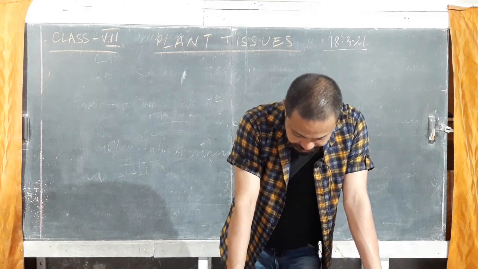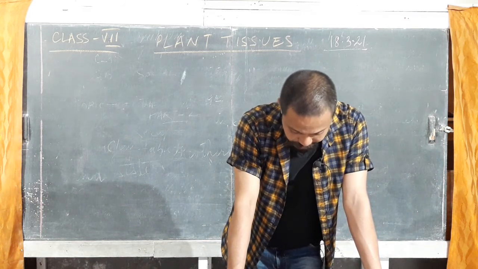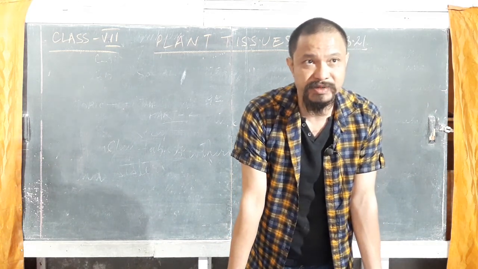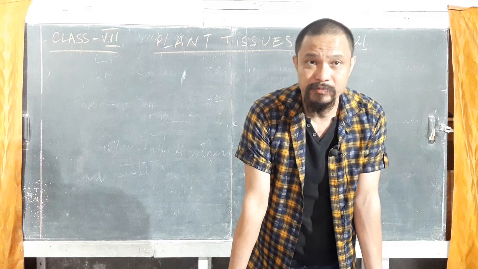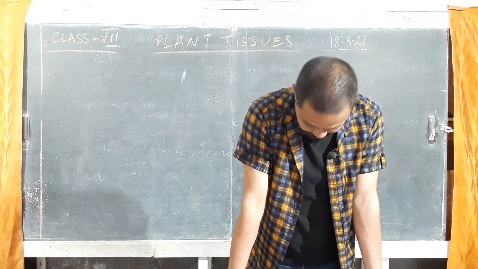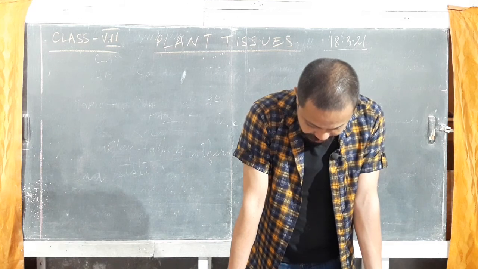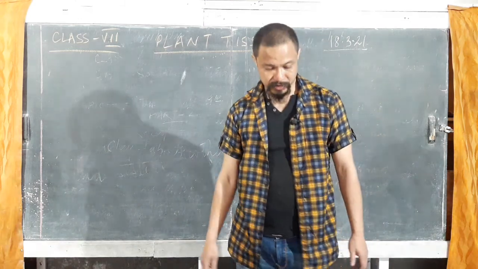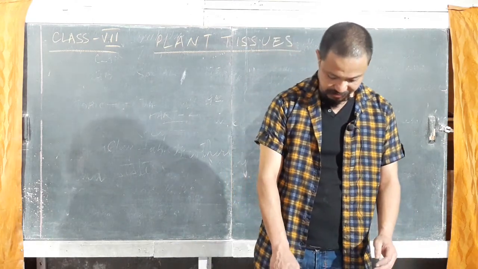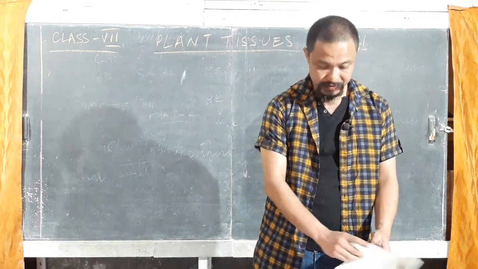Characteristics of meristematic tissues: the cells are small in size, true. The cell wall is thin, yeah, because it has to grow actively. If the cell wall is thick, and the cell wall is composed of dead material, cellulose, that might inhibit the growth. Nuclei are prominent, the nucleus is very much prominent, and vacuoles are mostly absent in meristematic tissues. The cells actively divide to form new cells, that's true.